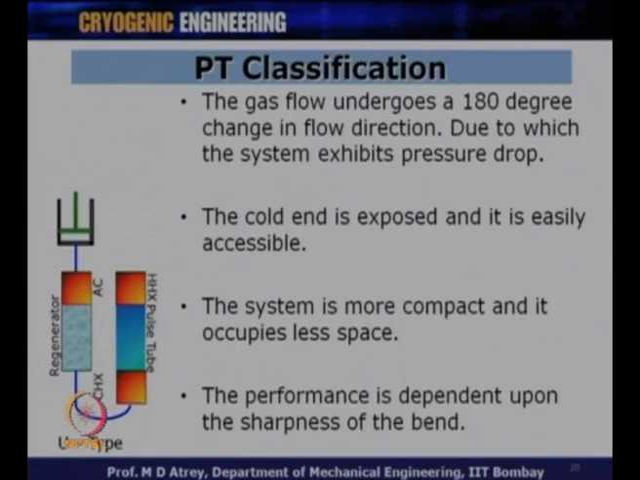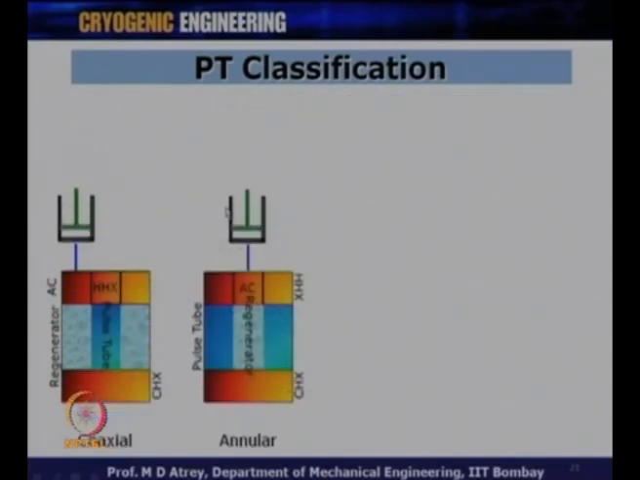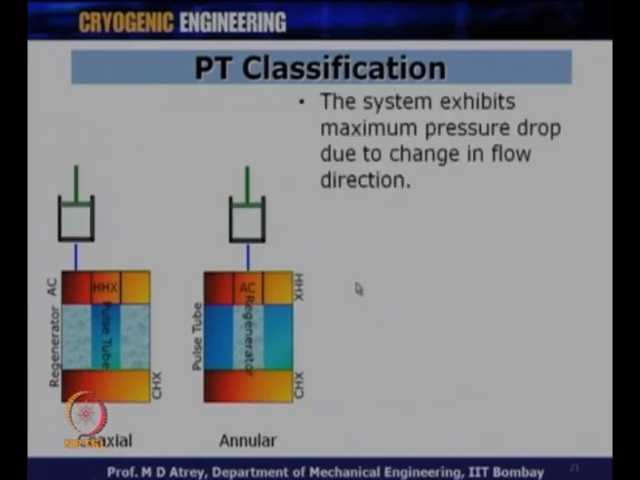So, how much pressure drop would happen depends on how sharp this bend is made, basically how it is fabricated. Therefore, if you make a very gradual bend, the pressure drop in that case will be minimized. So, this is a U-type pulse tube cryocooler where the regenerator and the pulse tube are parallel to each other.